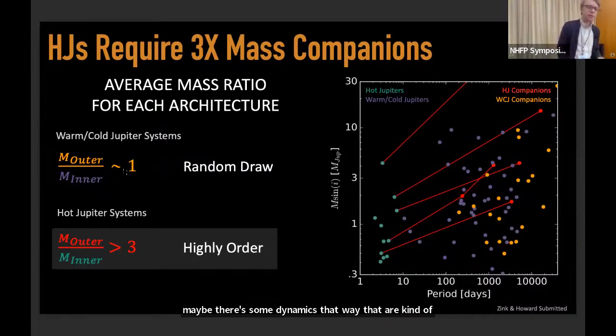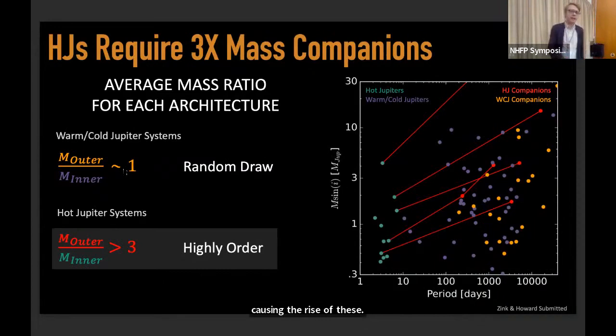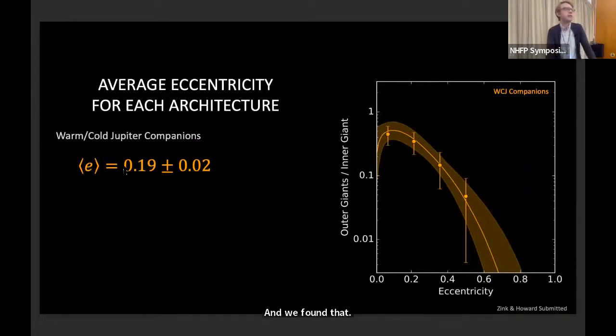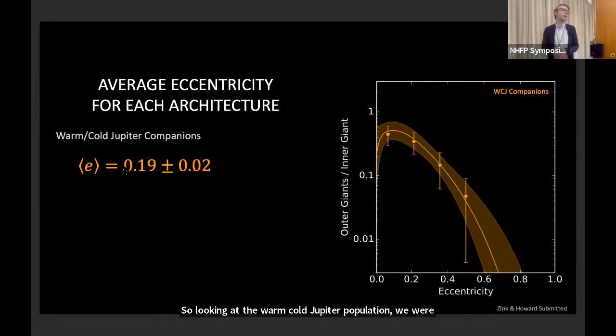So we dug a little bit deeper just to see if there was anything else we could squeeze out of this sample. We wanted to look at the eccentricity, right? Eccentricity is another marker for some kind of unique dynamics that might be at play giving rise to these hot Jupiter systems. So looking at the warm cold Jupiter population, we were able to extract some distribution for the eccentricity of the outer companions.